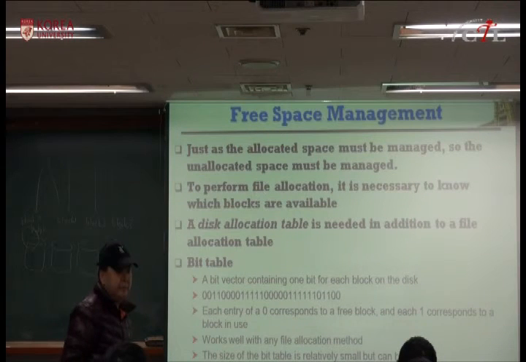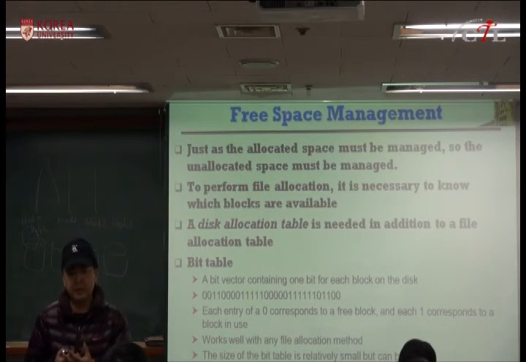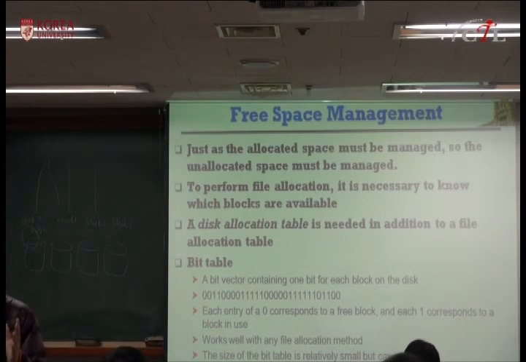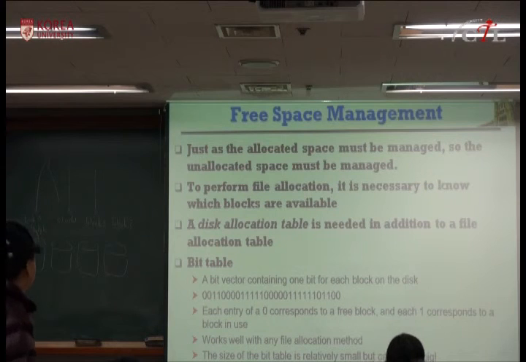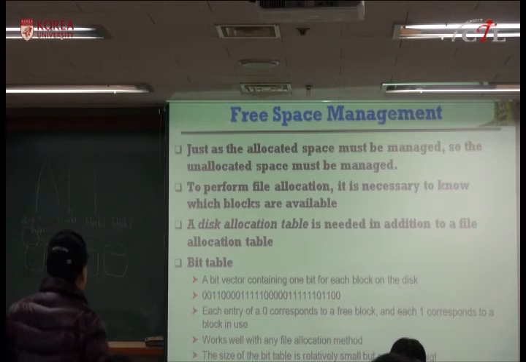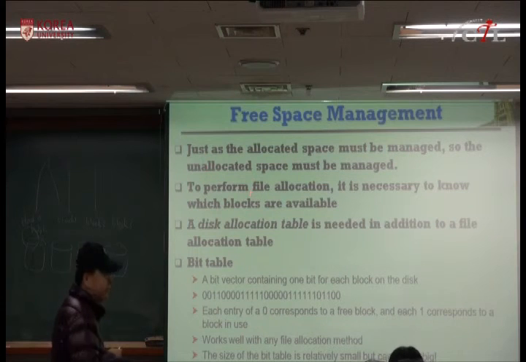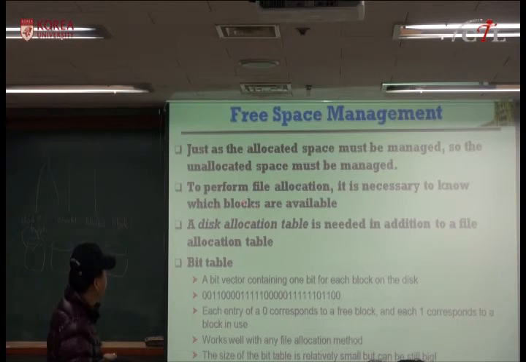Free space management. If you want to allocate free blocks to files, you have to maintain file allocation using the file allocation table. You also need to maintain free blocks as well, and this is called the disk allocation table, which has information about the free blocks. Just as allocated space must be managed, you need to manage the unallocated, that means free, space as well. To perform file allocation, it's necessary to know which blocks are free, and the disk allocation table is required in addition to the file allocation table.